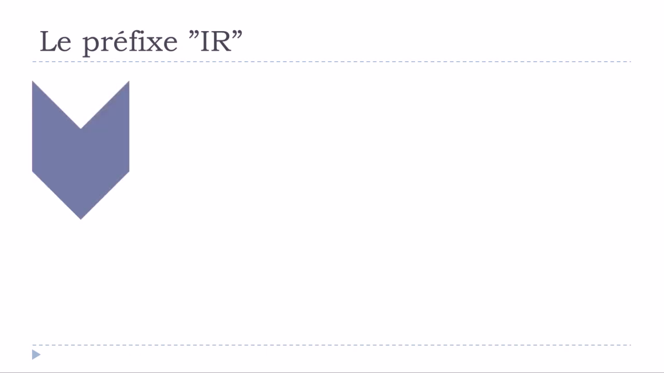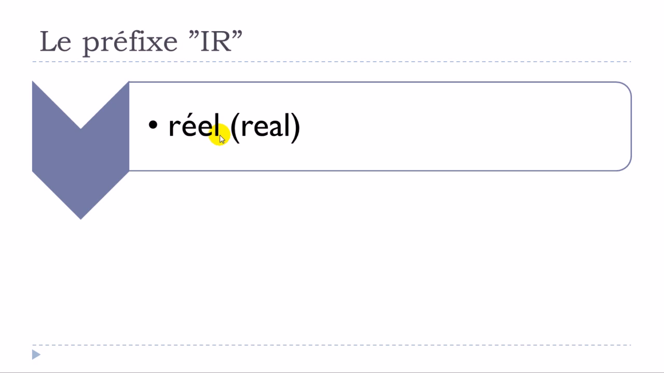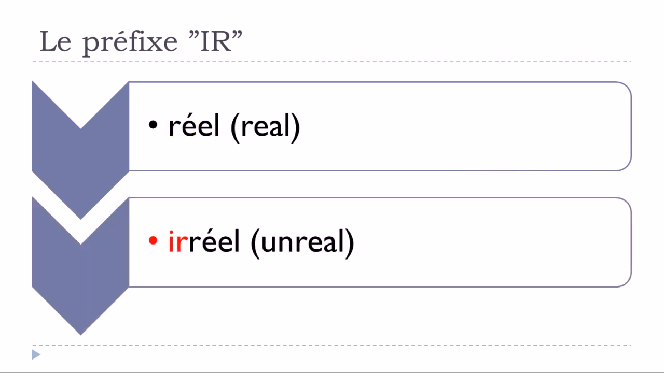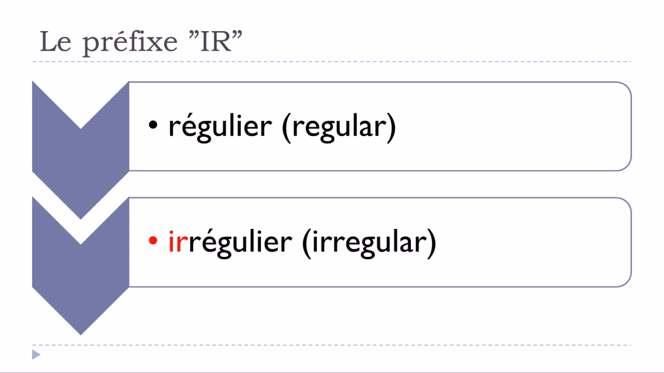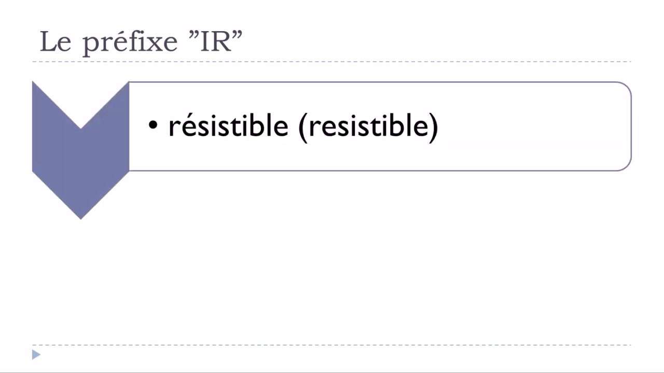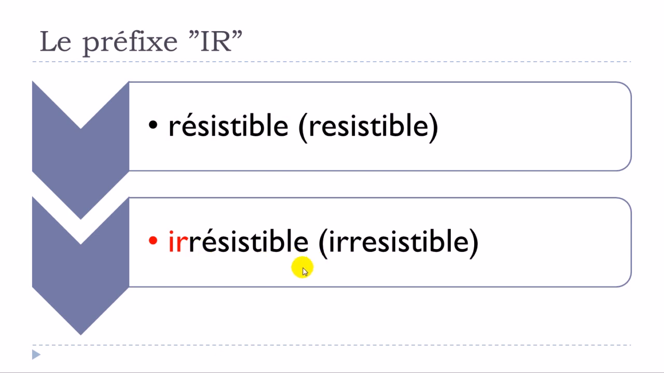So let's check 3 examples, and the first one is réel. Okay, réel, and then, as I said, you just add this IR, and then after that you put your réel again, and you will get irréel. Irréel, okay? Réel, and then irréel. Régulier, so as I said, remember they start with R all the time. Régulier, and then exactly the same technique, IR, and after that you put it back, irrégulier, okay? Régulier, then irrégulier. And the last one, résistible, and exactly the same way, IR, and you put it back, irrésistible. So, résistible, irrésistible.